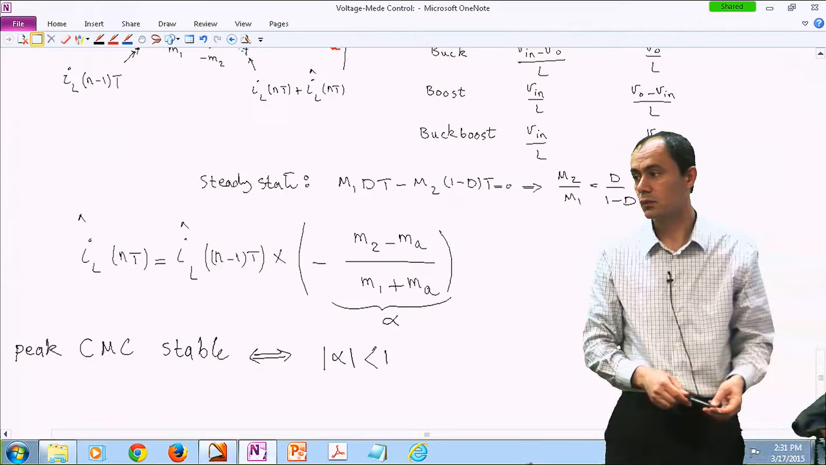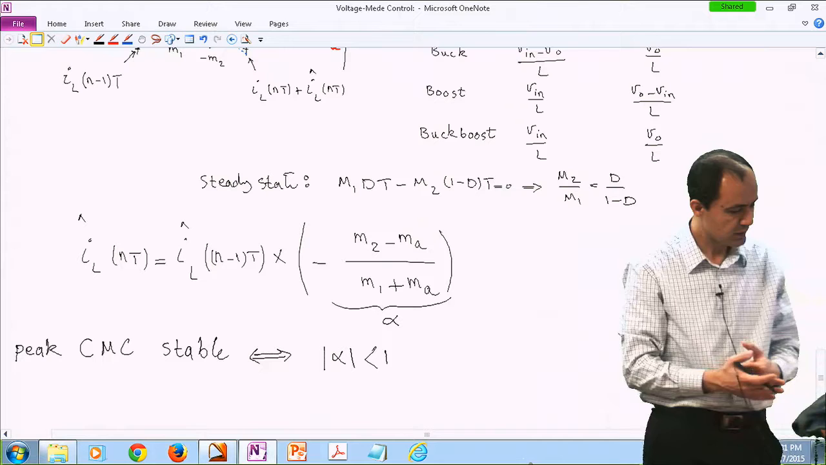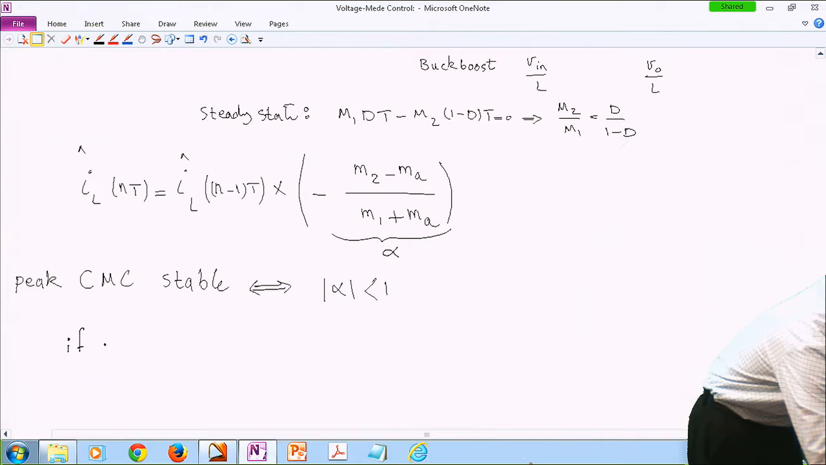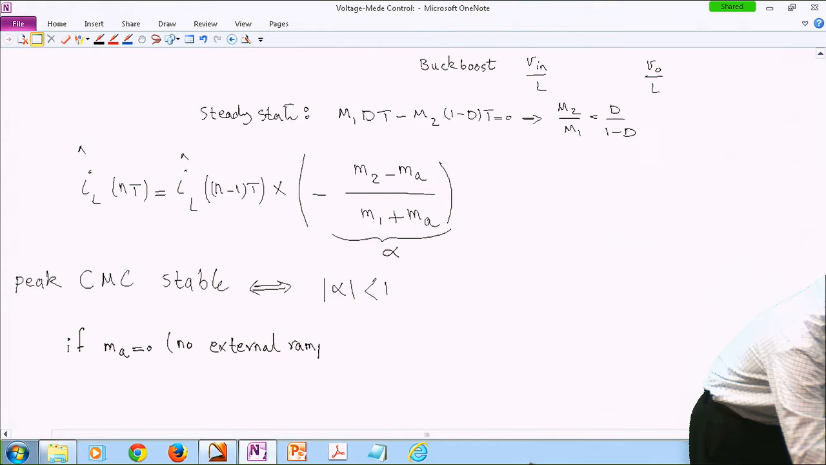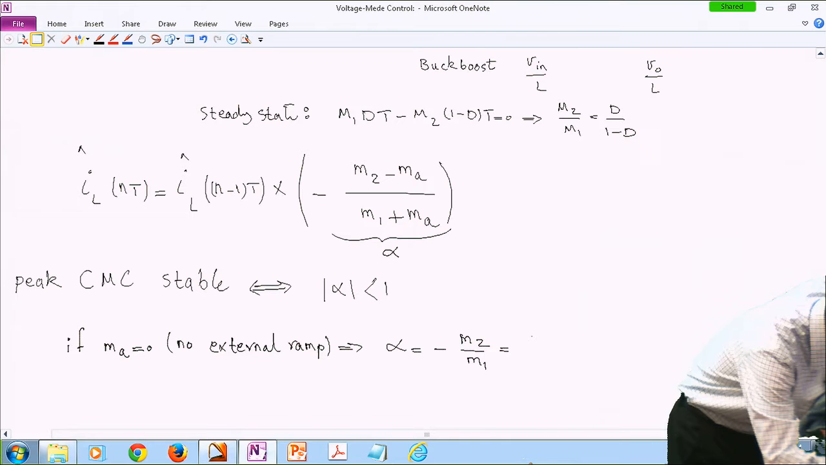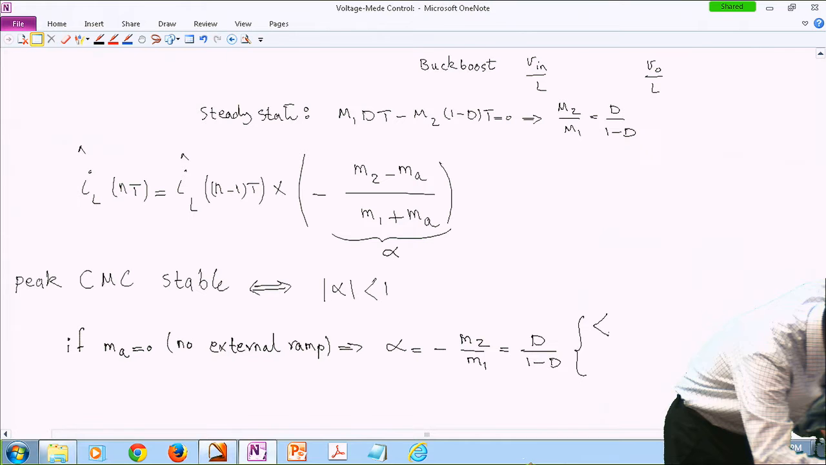Okay, so if you look at alpha, first of all, assume that there is no auxiliary ramp, or M sub A is 0. So let's consider that. If we do not add any auxiliary ramp, or no external ramp, then alpha is nothing but negative M2 over M1, which in those converters is D over 1 minus D. It is less than 1 if D is less than 0.5. It is greater than 1 if D is greater than 0.5.